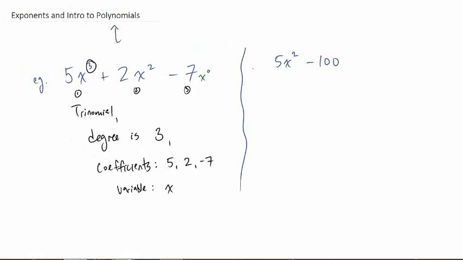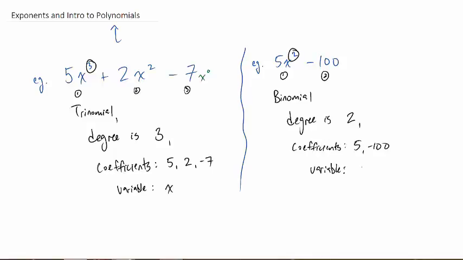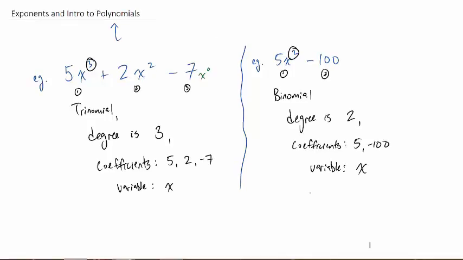So do one last one here. If you have 5x squared minus 100, there's 2 terms, so we call that a binomial. And the degree this time is 2 because it's got a highest power of 2. Coefficients are 5 and negative 100. Variable is x. And constant is negative 100, which I should have said. And for the other one, it's negative 7.